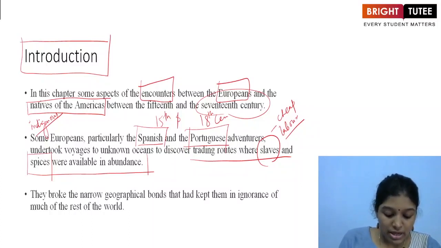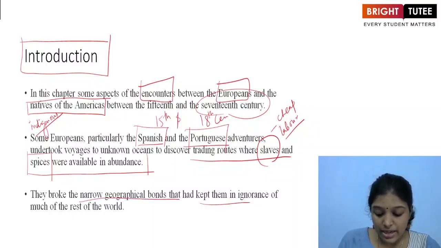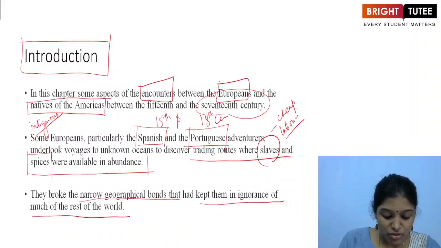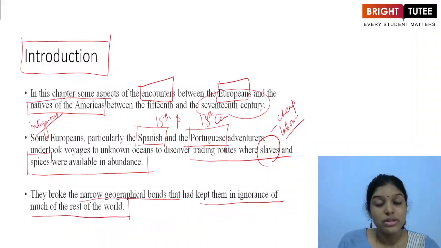And they broke the narrow geographical bonds that had kept them in ignorance of much of the rest of the world. So, what is most important is for this exploration to take place, they break all the boundaries which confined the Europeans to themselves. So, now instead of confining themselves to their continent, they are opening out their borders or boundaries to discover new places and explore it.